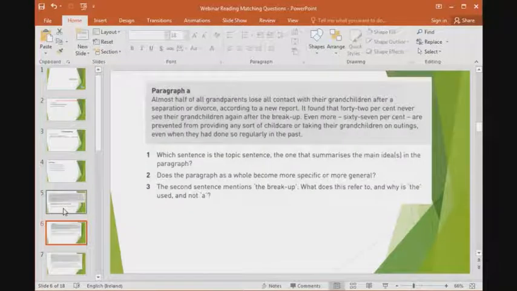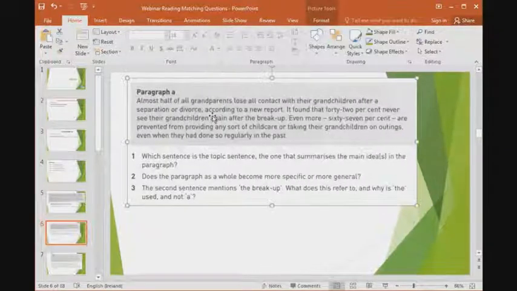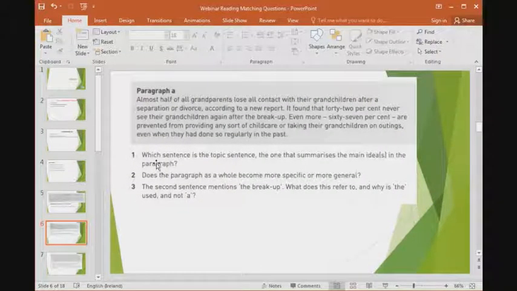Okay, so another way of developing your skills for matching headings questions is asking yourself certain questions. Okay, so here we have another paragraph, so paragraph A. So first of all, number one, which sentence is the topic sentence? So the one that summarizes the main ideas in the paragraph. So number one, which one is the topic sentence, Ariana?